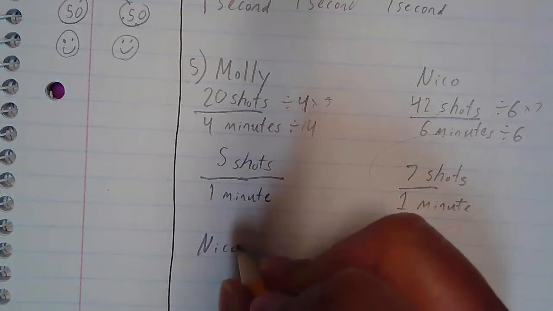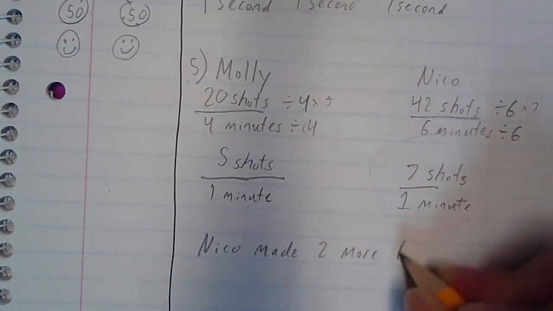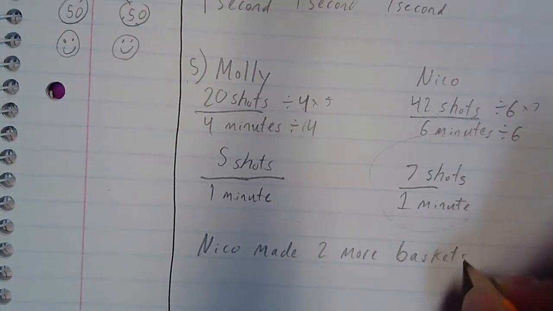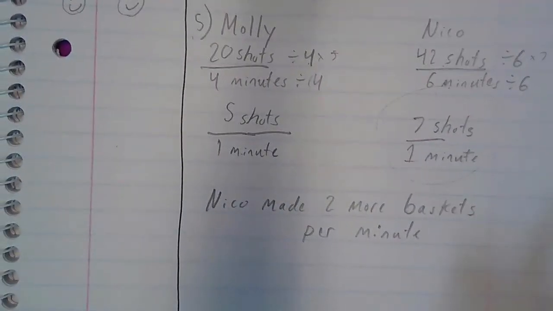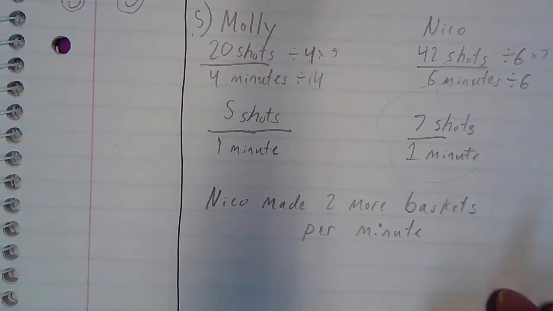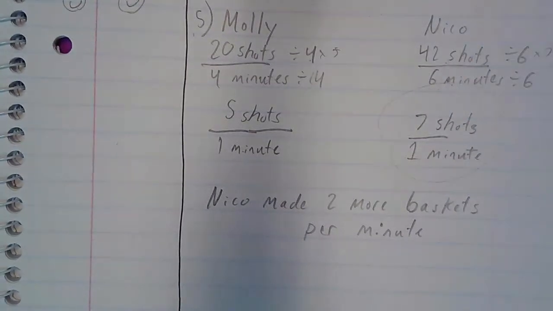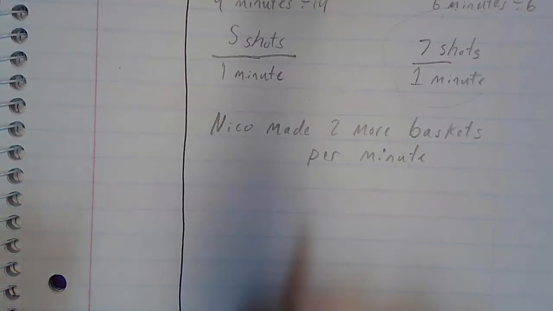And you have to write a complete sentence. Nico made 2 more baskets per minute. As I said before, read the question. If you go too fast, you're going to make a mistake. You've seen me do it, and I've seen you do it. I'm not judging you. I'm just warning you. It happens to all of us. The trick is to not have it happen too often.